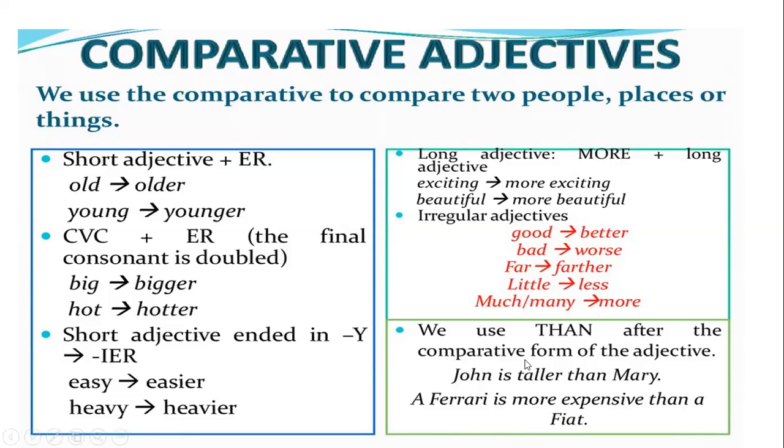We use than after the comparative form of the adjective. So we say John is taller than Mary, right? In this case, I'm comparing John with Mary, and I say that John is taller. In Spanish, más alto que. John is taller than Mary. A Ferrari is more expensive than a Fiat, right? So I'm comparing the cost of a Ferrari car, and I say that it's more expensive than a Fiat. Entonces, un Ferrari es más caro que un Fiat, okay?